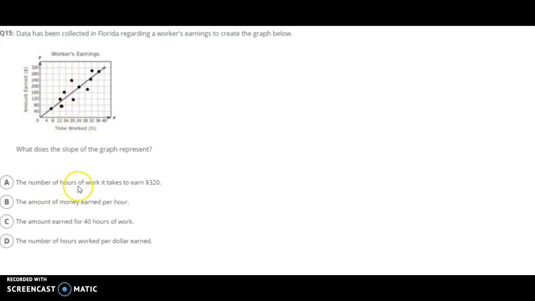So the number of hours of work it takes to earn 320, that's wrong. The amount of money earned per hour, that's what I just said. That's going to be our correct answer. Let's look at the other ones and see why they don't work real quick. The amount earned for 40 hours of work, that's just this point, 40 hours, and that's that point. Number of hours worked per dollar earned. That's an okay answer, but it's the opposite of the slope. So if time worked was on the y-axis and amount earned was on the x-axis, then D would be the correct answer.